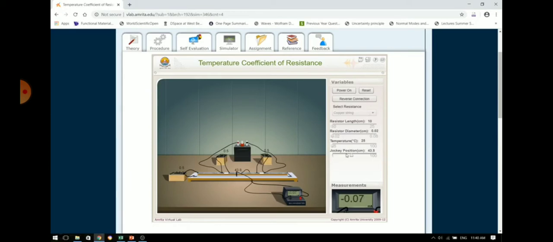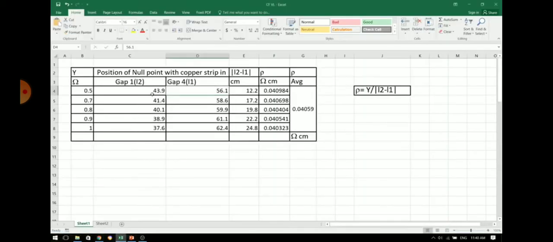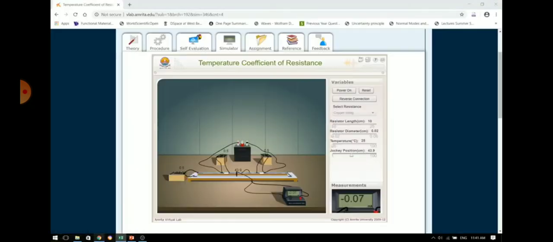So there will be another value for the opposite direction, say 43.9. I have already taken that value, 43.9, in the other gap. Then you calculate L2 minus L1, and rho, which is Y by L2 minus L1. The calculated value of rho in ohm is 0.040984. Then again come back to the circuit, and like that we have to choose another value.